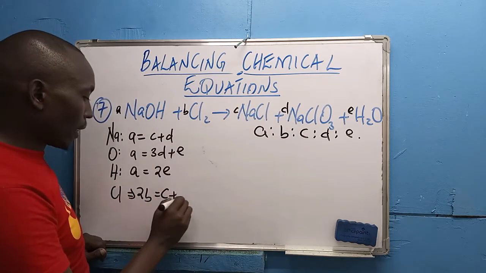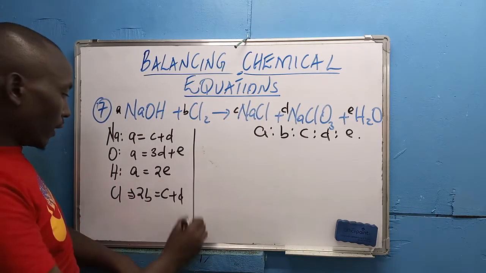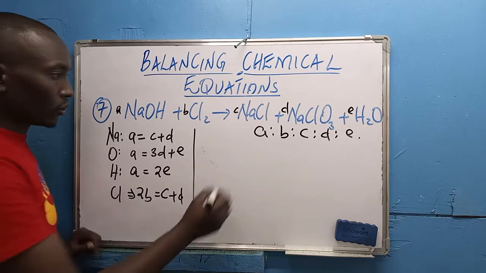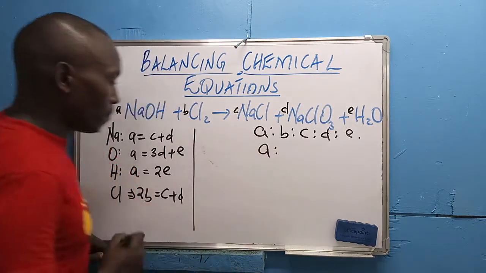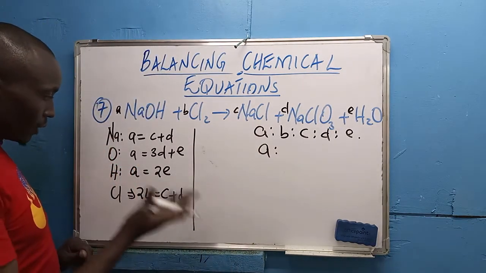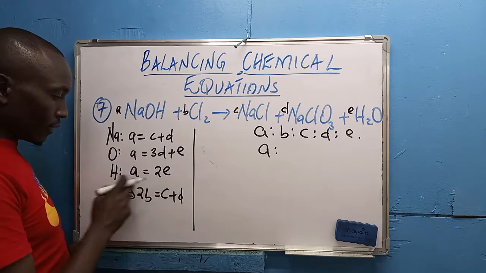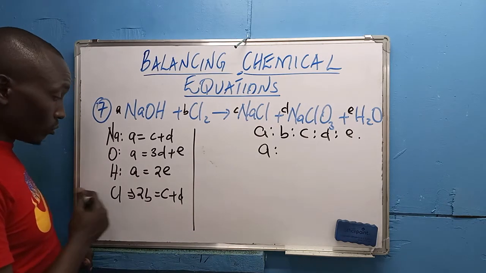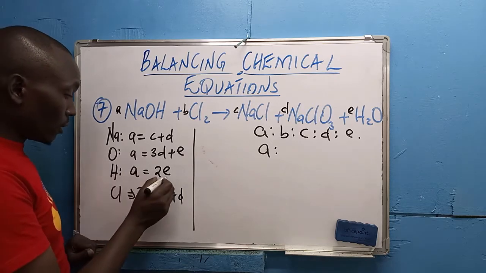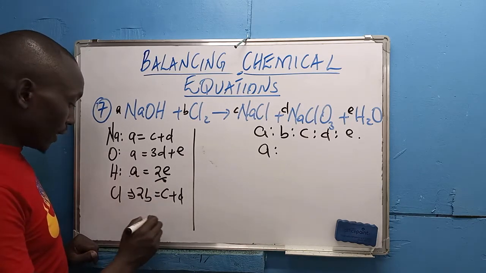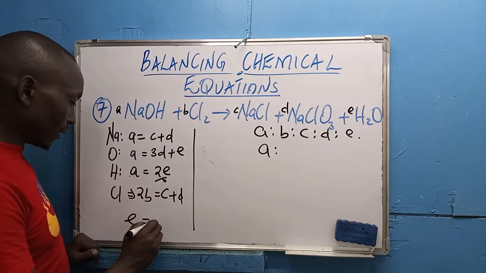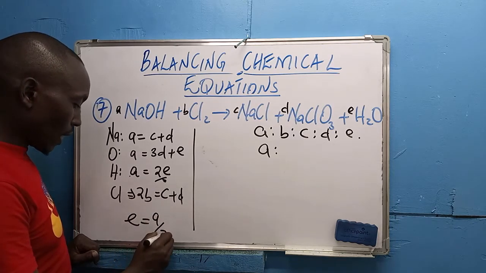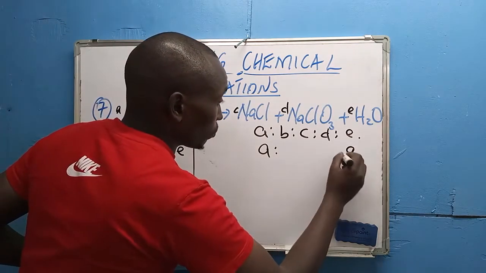So C plus D. If that is the case, I can now start establishing this ratio. This is A. I look at which is the easiest to work out, like the E. It's very easy to represent E in terms of A. Divide by 2, divide by 2. So we are saying that E will be the same as a half A. This is A over 2.